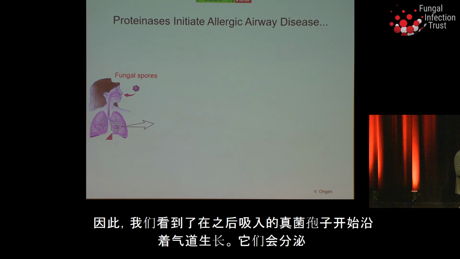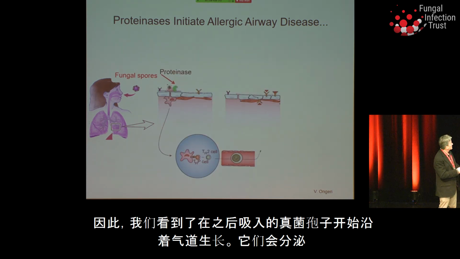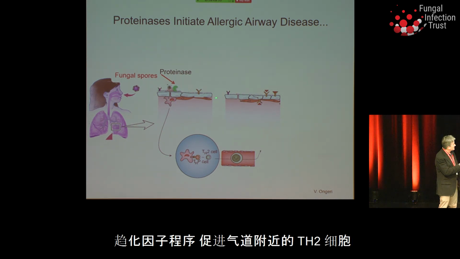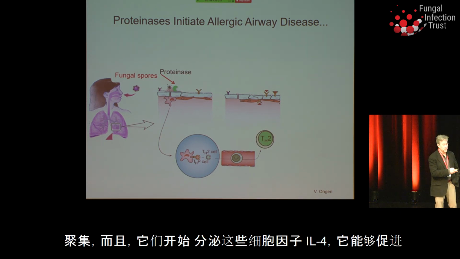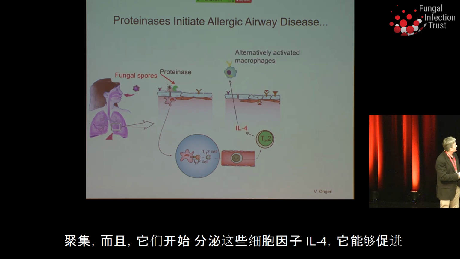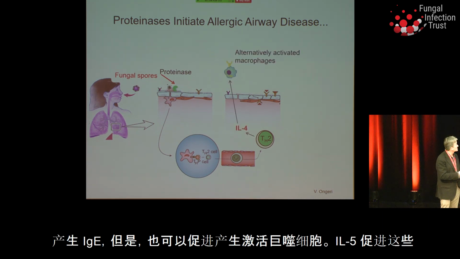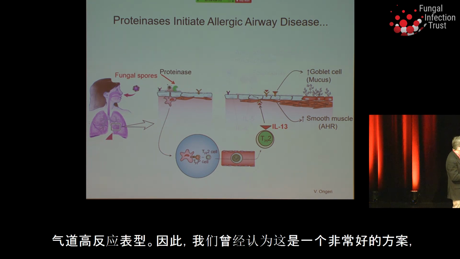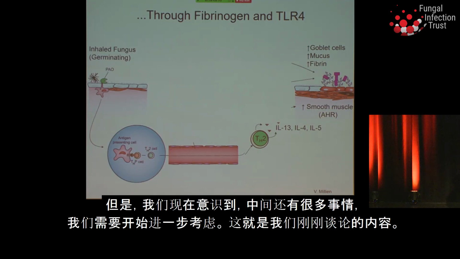So we've seen that fungal spores, once inhaled, begin growing along the airway. They secrete proteases that drive a Th2 program, and then a chemokine program from epithelial cells of the airway drives recruitment of Th2 cells proximally to the airway. They begin secreting these cytokines: IL-4, which drives IgE production but also alternatively activated macrophages; IL-5, which drives those eosinophils; and IL-13, which really mediates the goblet cell metaplasia, mucus hypersecretion, and the airway hyperactive phenotypes.